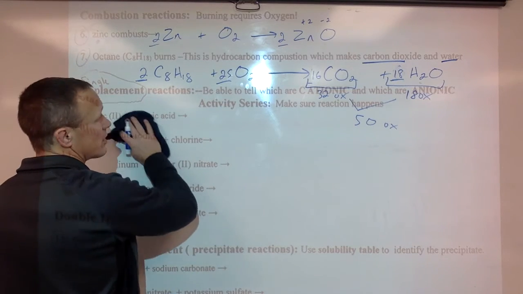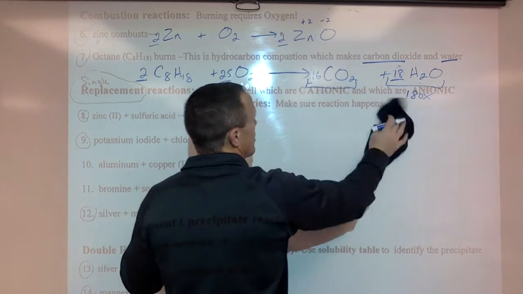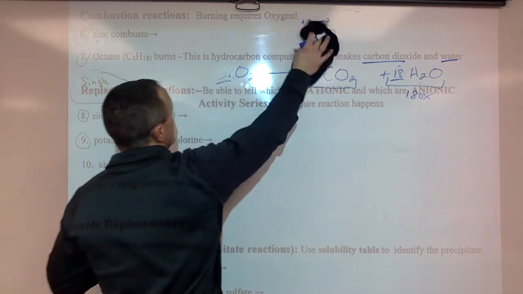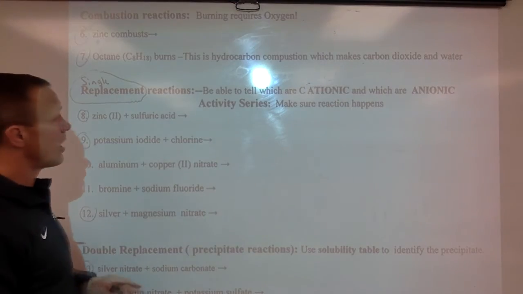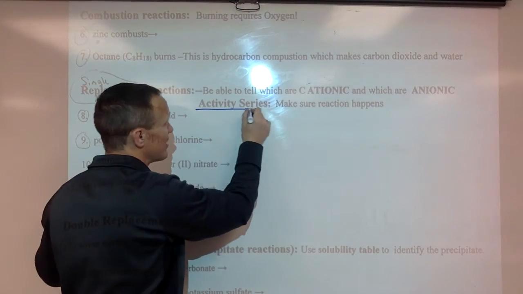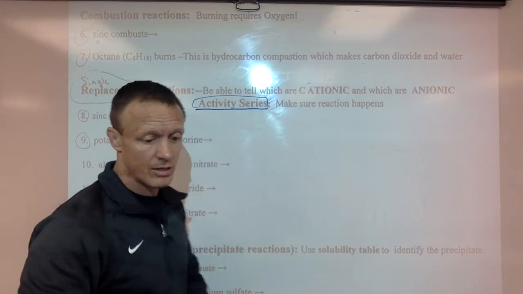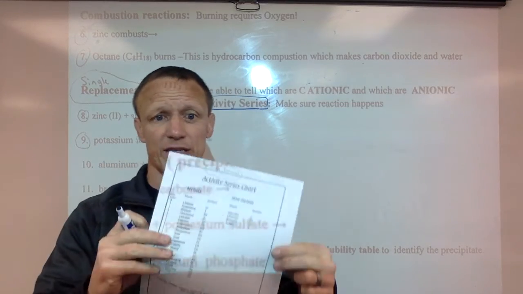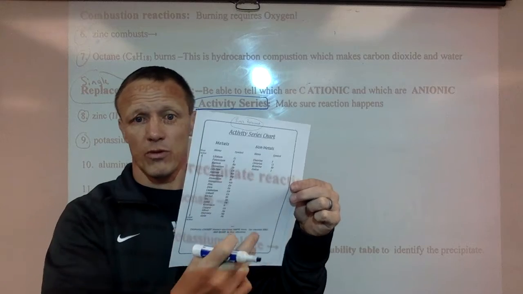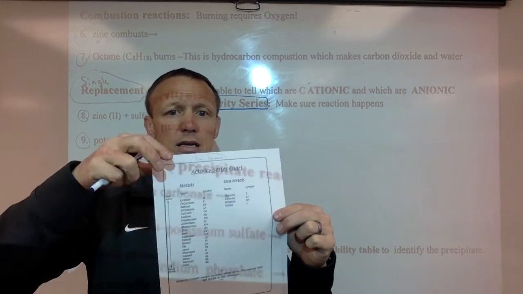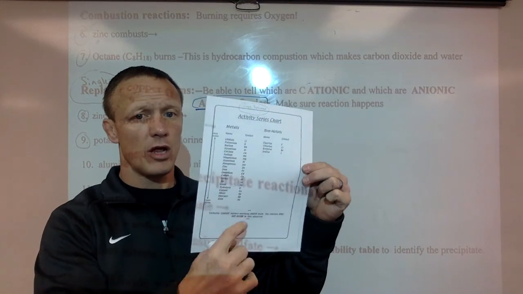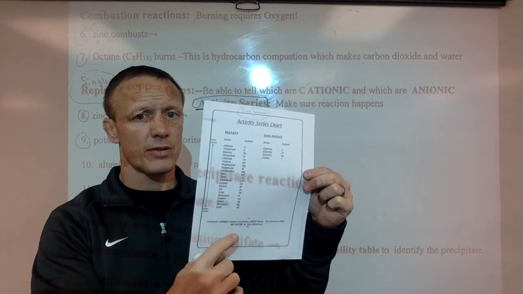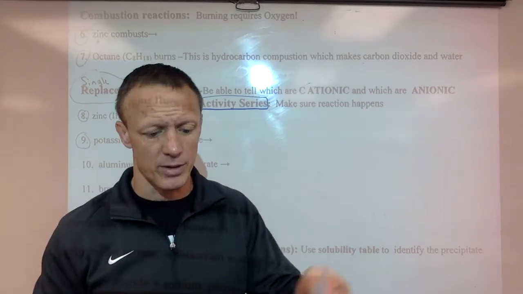Last two here, I've got single replacement and double replacement. These are supposed to be single replacements. For single, you've got to check your activity series and make sure the reaction happens. So you have this little activity series here, and you've got cationic and anionic ones. Remember, elements cannot replace anything above them. So for single replacements, we're going to use this sheet a little bit.